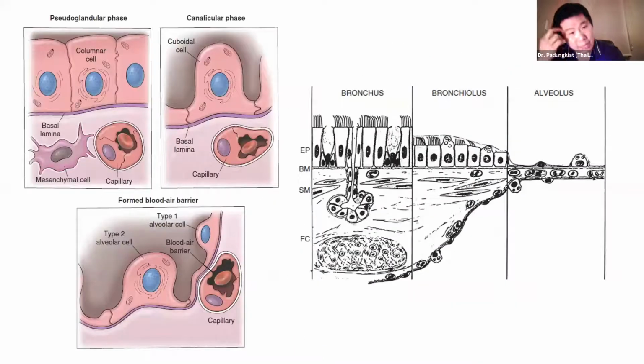Okay, and there's the phase of the airway, starting from the pseudoglandular phase and going to the canalicular phase, and eventually forming the blood-air barrier with the type 1 and type 2 alveolar cells.